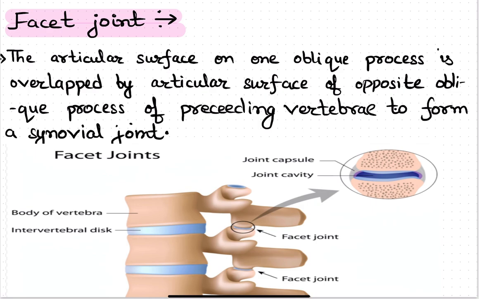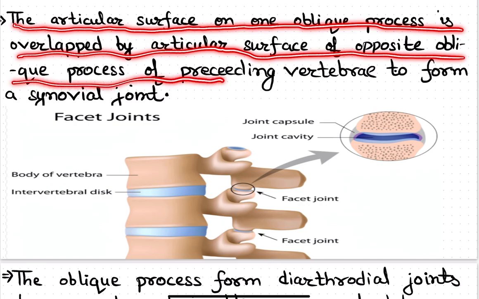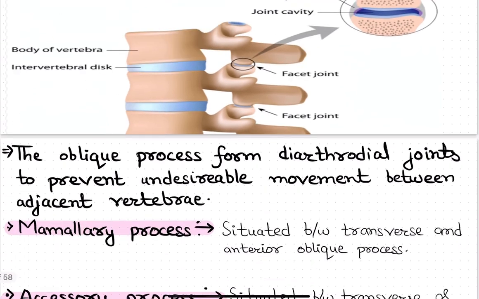Now there is a joint between the preceding and the next vertebra via these oblique processes. When one oblique process joins with the other oblique process, it forms the facet joint, which is a type of synovial joint. I have shown it here. This is the synovial joint between these particular facets or oblique processes, and the joint between two vertebrae via the body, convex and concave, forms the fibrous joint. Now here the definition is mentioned: the articular surface on one oblique process is overlapped by the articular surface of the opposite oblique process of the preceding vertebra to form a synovial joint, which is known as facet joint.